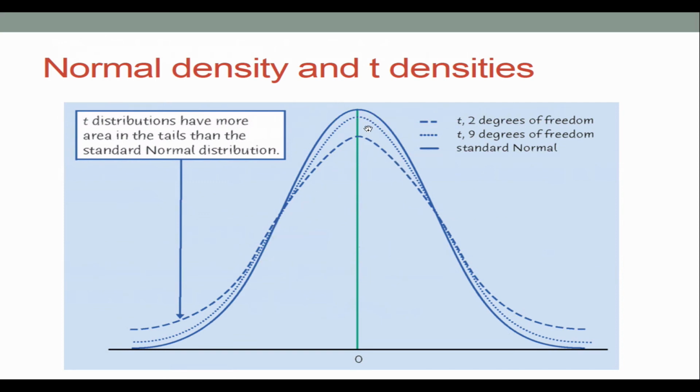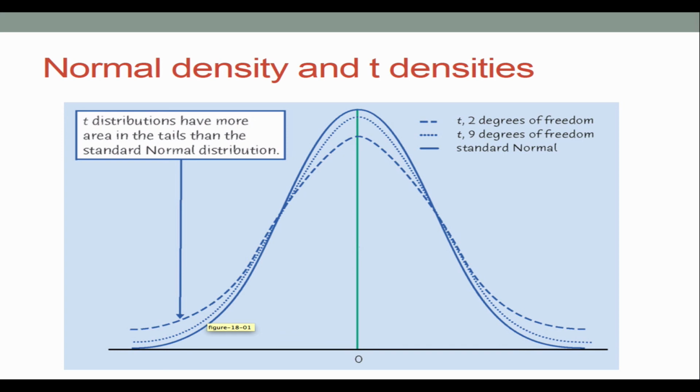And those two dashed lines are t distributions. This one is a t distribution with 2 degrees of freedom, and the one in the middle here is with 9 degrees of freedom. Generally, you can see the t distribution has fatter tails than the normal distribution, right? On the tails, the t distribution has fatter tails. The t distribution is more spread out than the normal distribution.